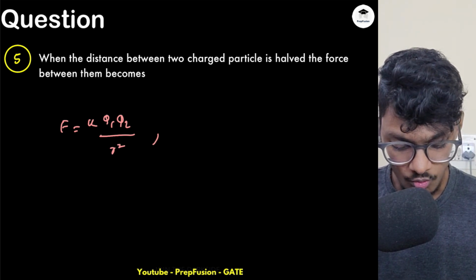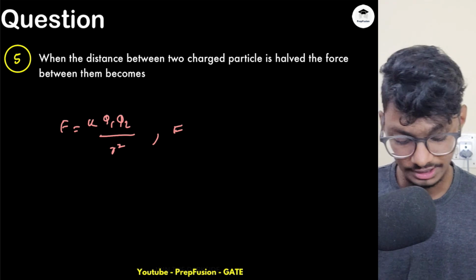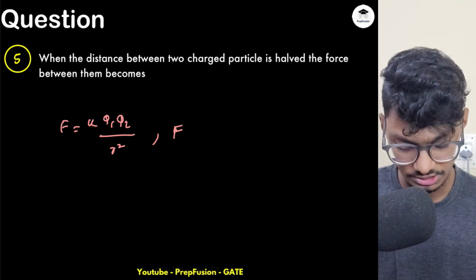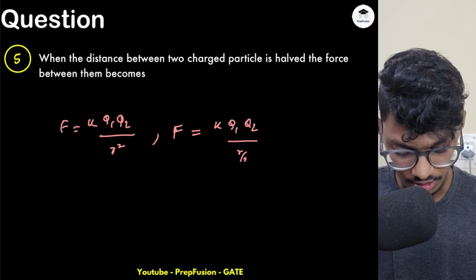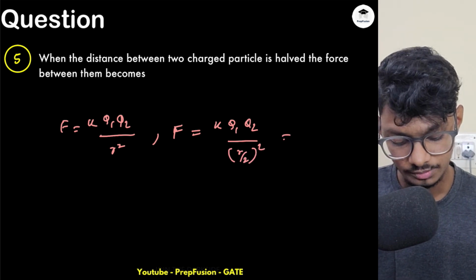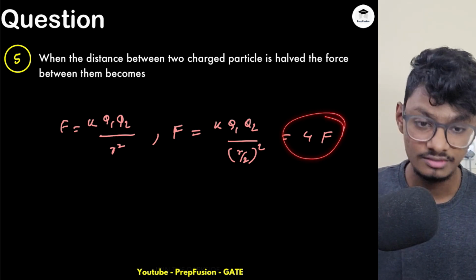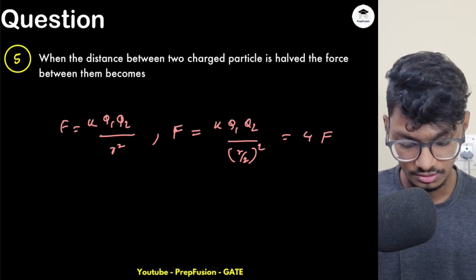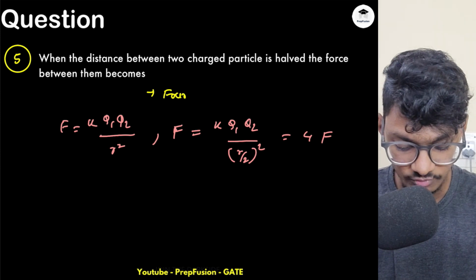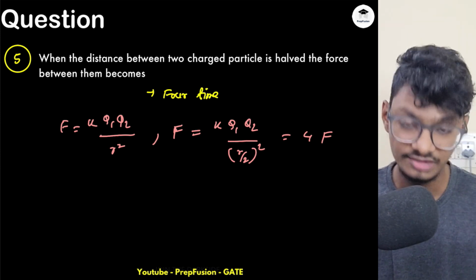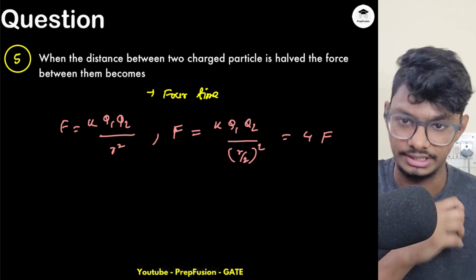Now the distance between them is half. So it will be R by 2 whole square, right? So basically this will become 4 times F. So the force will be more, 4 times. So the closer they get, the more the force becomes. But in what direction? It depends on the sign of the charges.